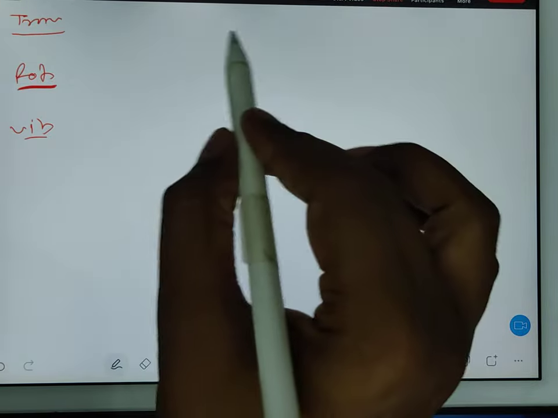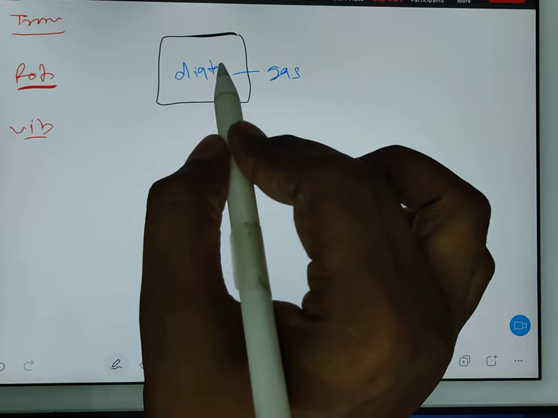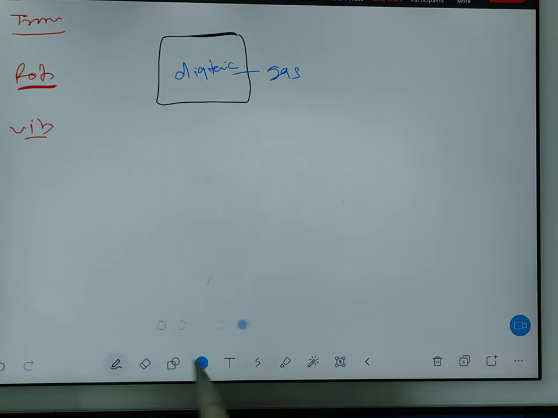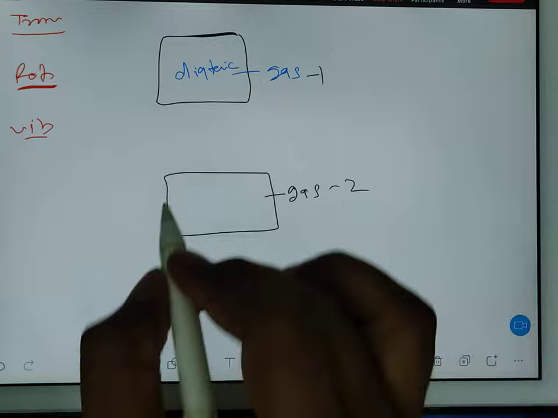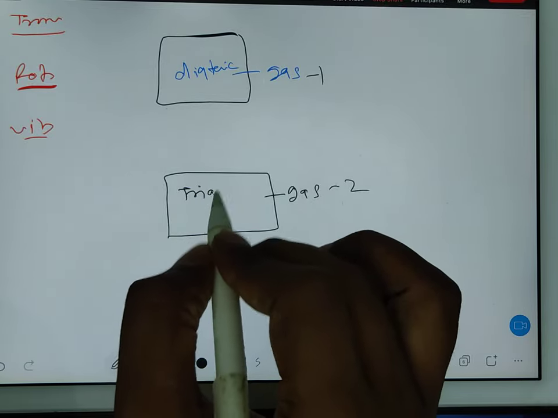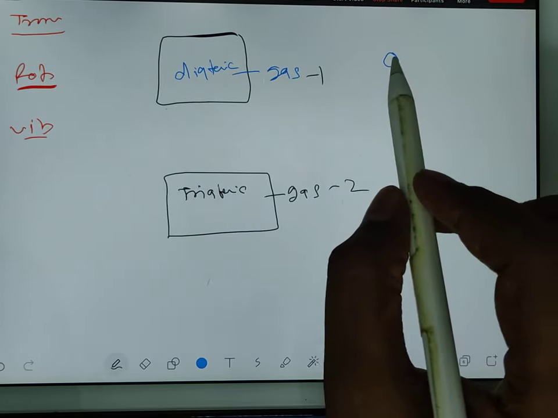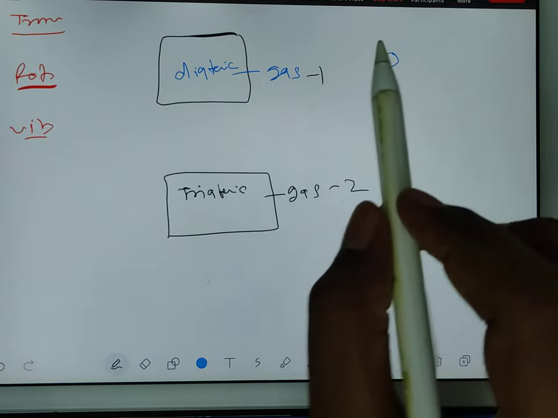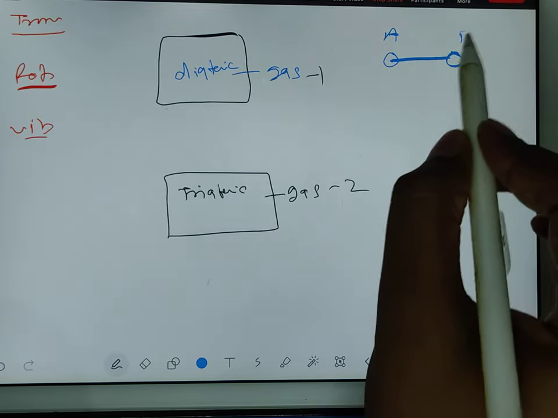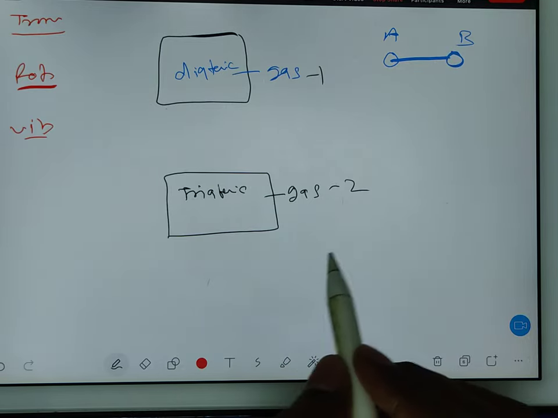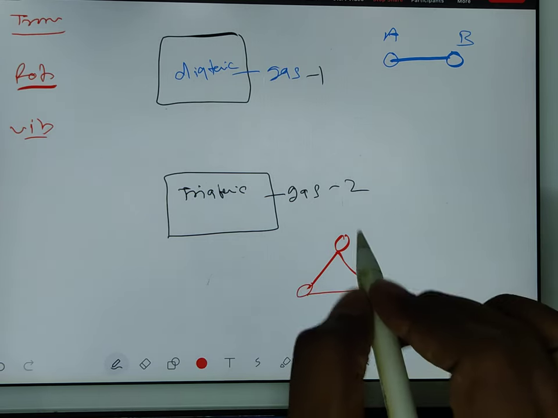See. Suppose I have a chamber. In this chamber, I have a gas. I am saying this gas is diatomic. This gas has diatomic molecules only. I am taking another case. Here I have a different gas. Gas 1, gas 2. In this gas, I have triatomic molecules. Diatomic means two atoms will be there, right? In every molecule, two atoms. That's why diatomic. So one atom here and one atom here. Suppose this atom name is A, this atom name is B. Now in case of triatomic molecule, suppose you have three atoms. One is here, one is here, one is here. Here the atom names are P, Q, R.